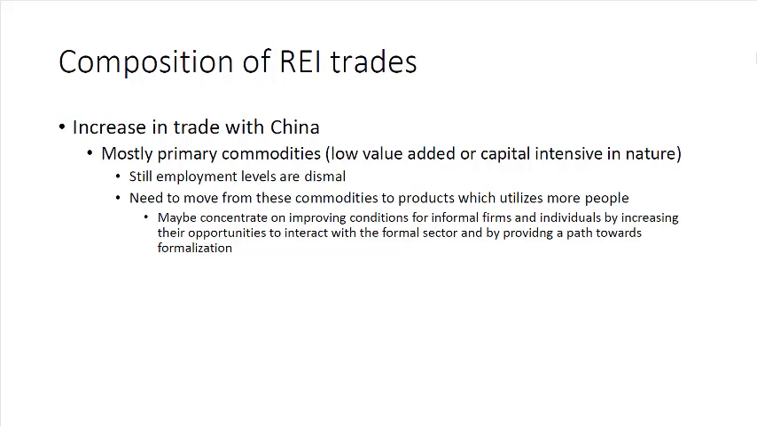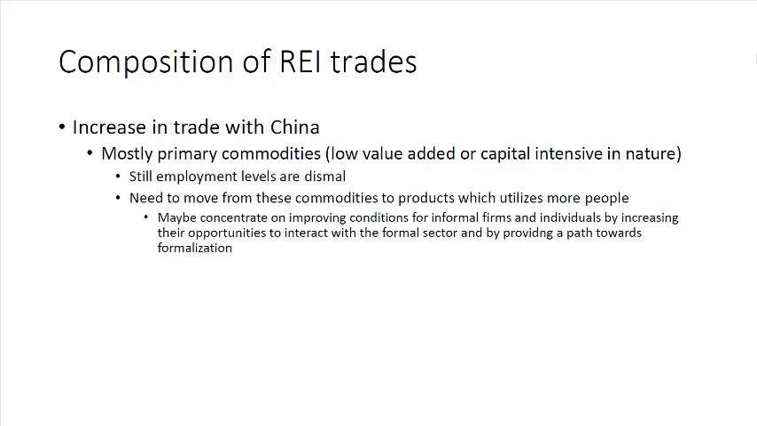What have we mostly traded with them? It's mostly primary commodities, and it's usually been of low value and of a very capital intensive nature, or the production has been more capital intensive. So if something is more capital intensive and that is where our market is growing, that means we're not using a lot of our local labor. So you can expect employment levels to be very low.